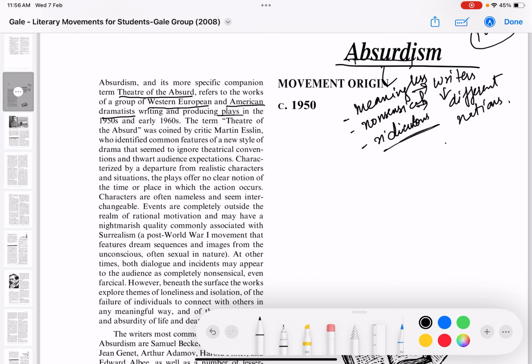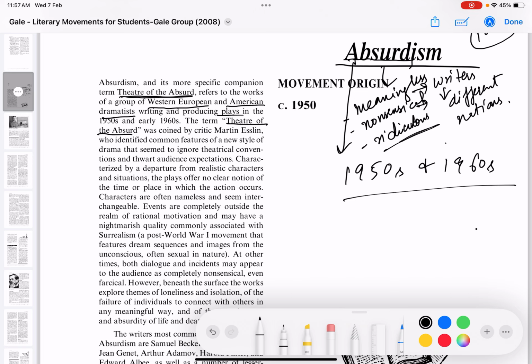Okay, so the writers who have written majorly in the Western European areas, which is your France, Germany, and many others, and American dramatists. So we are covering Western European nations and the American dramatists. Now, writing and producing plays in the 1950s and early 1960s. So this absurdism or theatre of the absurd was in vogue in the 1950s and 1960s.